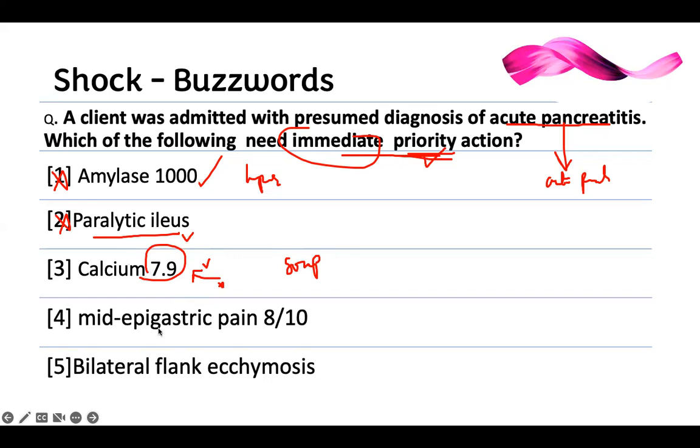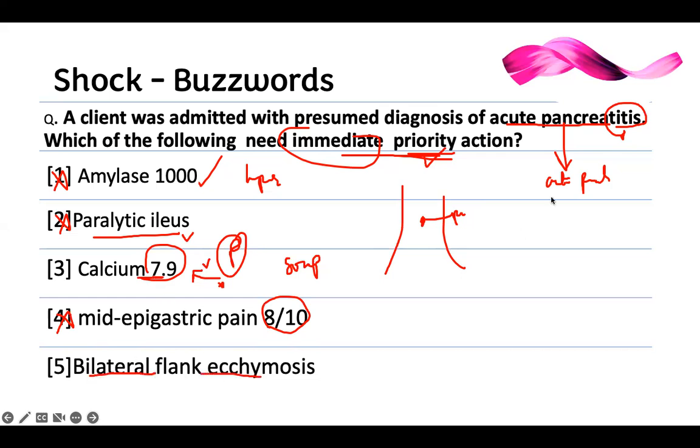So we're going down. Mid epigastric pain, 8 out of 10. The pancreas is located in the mid epigastrium. If you have an itis, which is inflammation, you should have pain. So this is an expected finding, and I'm not worried about it. So now we're still holding on to our calcium.